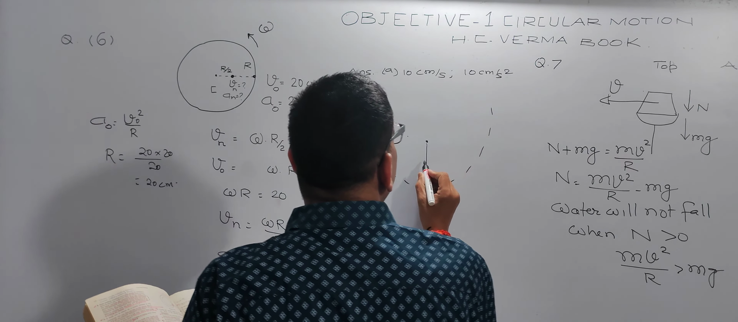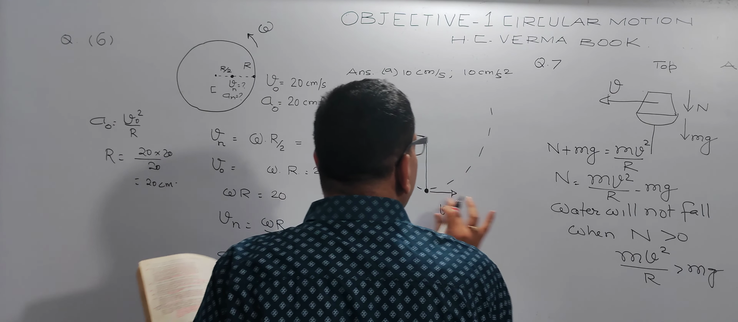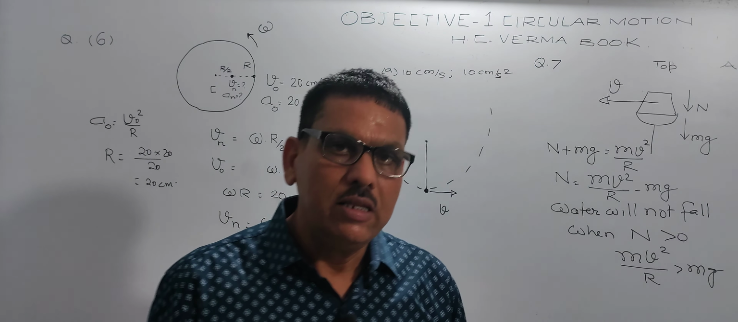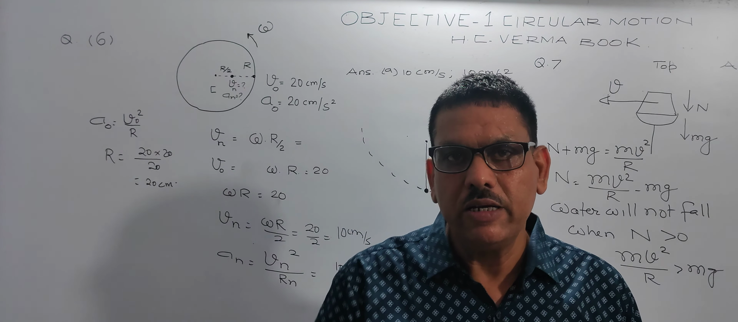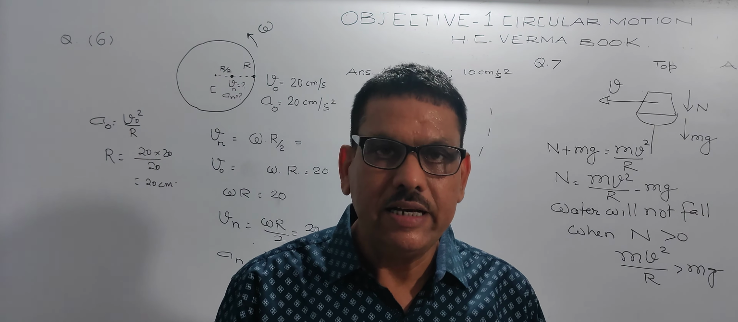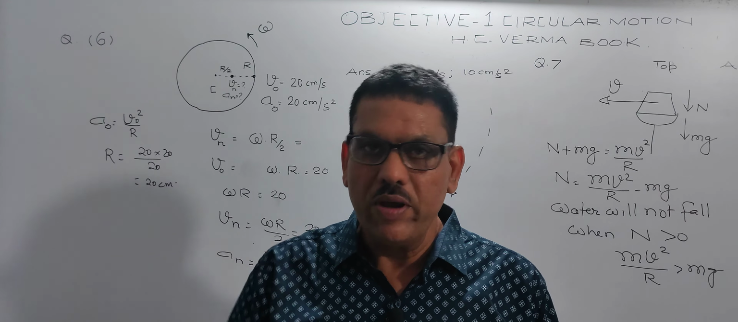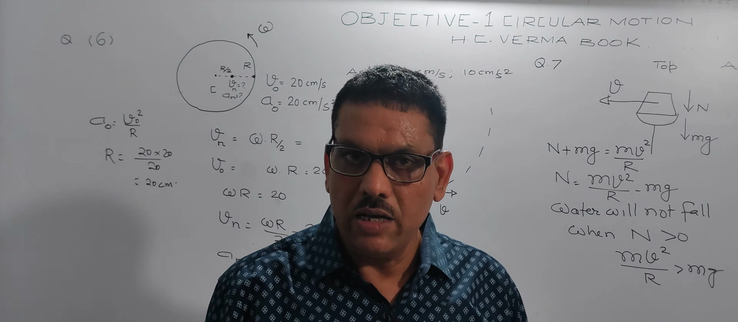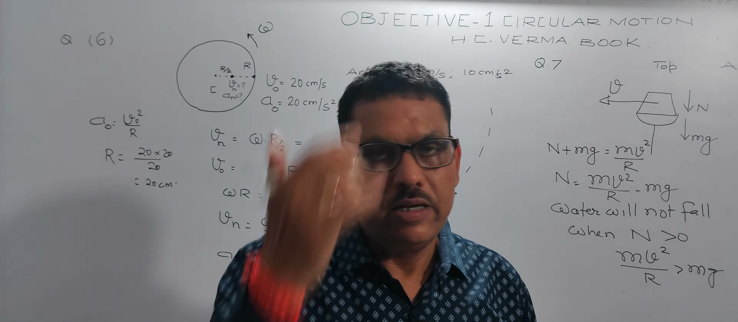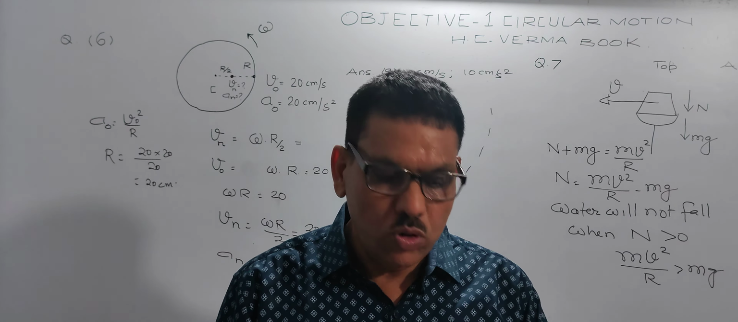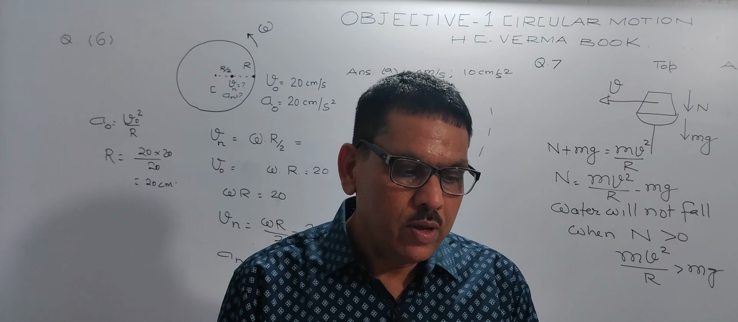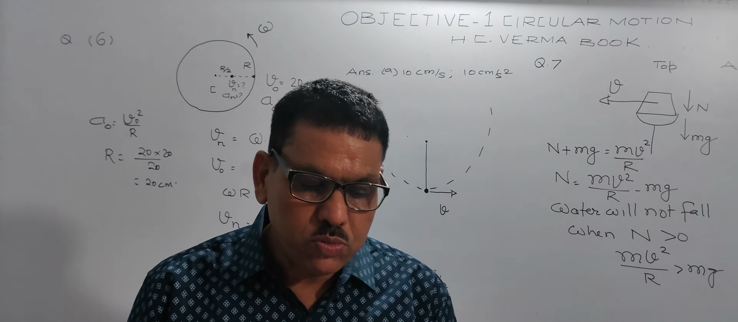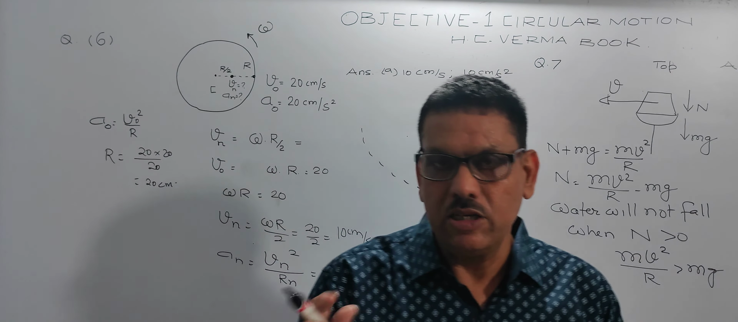Now once the string breaks, the particle moves in the direction of the tangent, because everywhere in the circular path the velocity of the object is in the tangential direction. So whenever the string breaks, it continues moving with its initial velocity in the direction of the initial velocity. So it always moves along the tangent. The correct answer for 8 is C. It moves along a tangent once the string is broken.